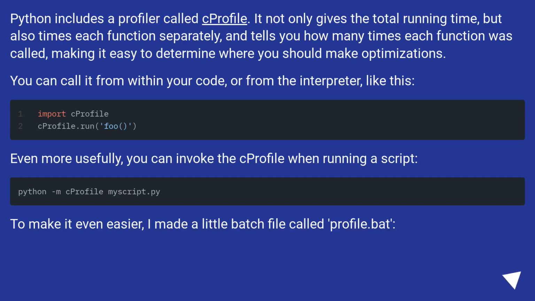Python includes a profiler called profile. It not only gives the total running time, but also times each function separately, and tells you how many times each function was called, making it easy to determine where you should make optimizations. You can call it from within your code, or from the interpreter, like this. Even more usefully, you can invoke the profiler when running a script.